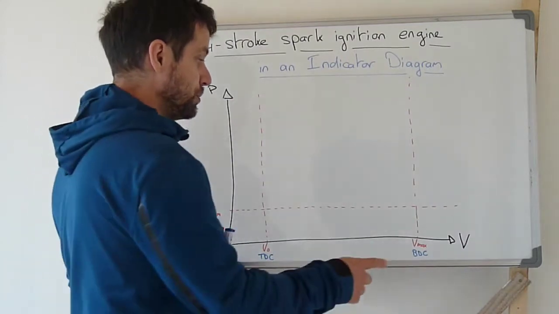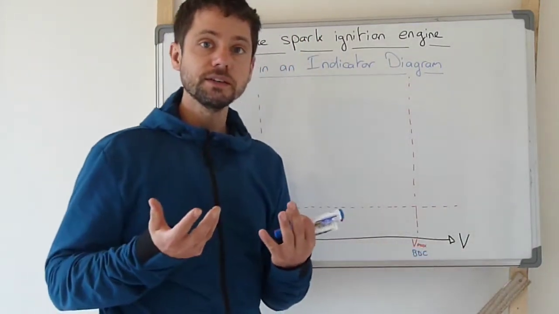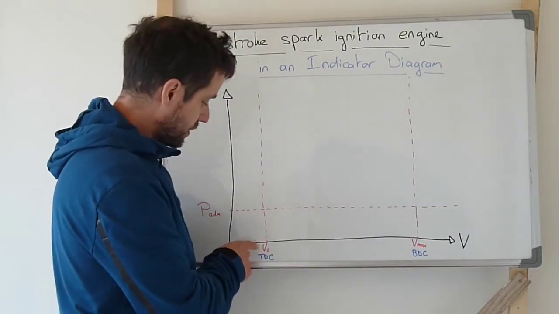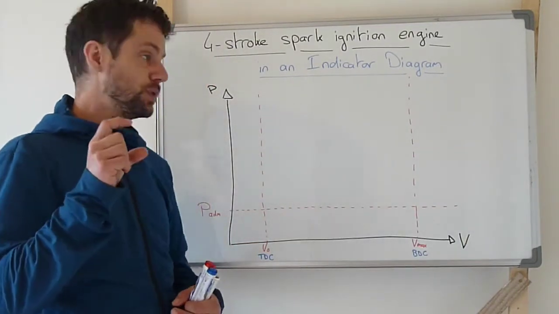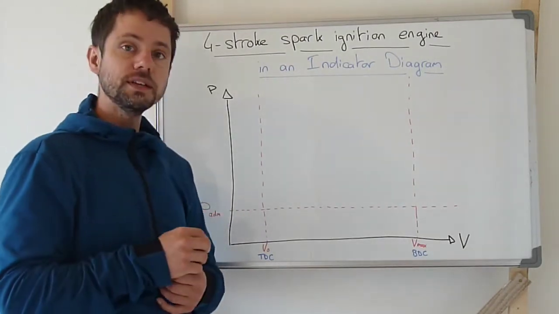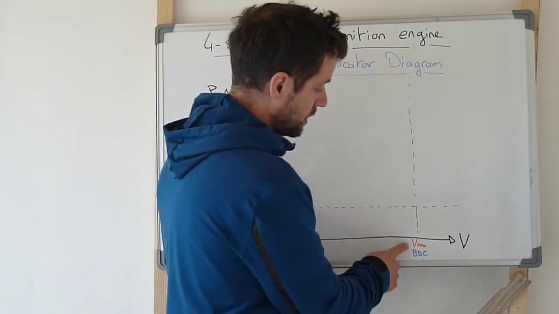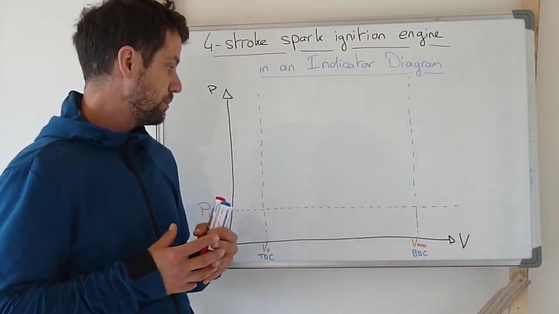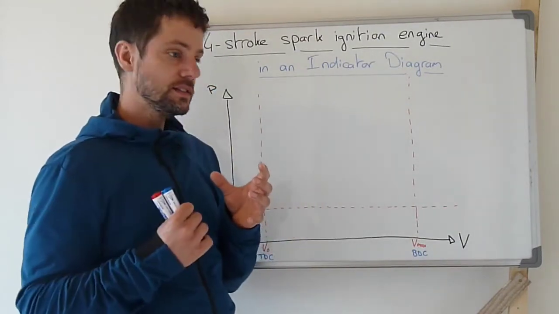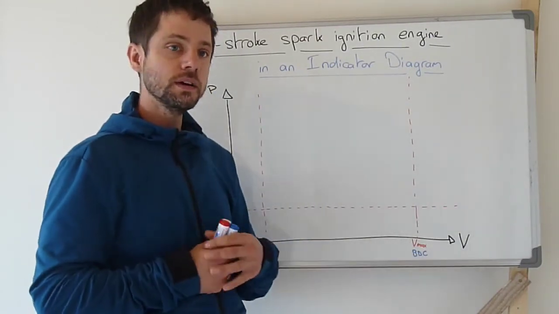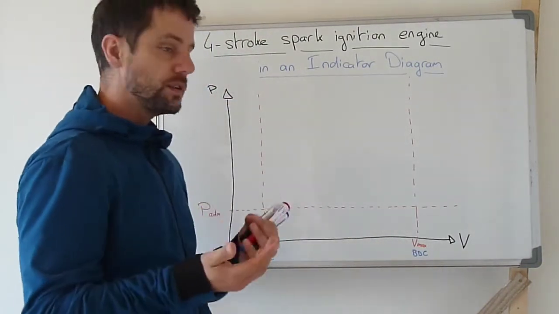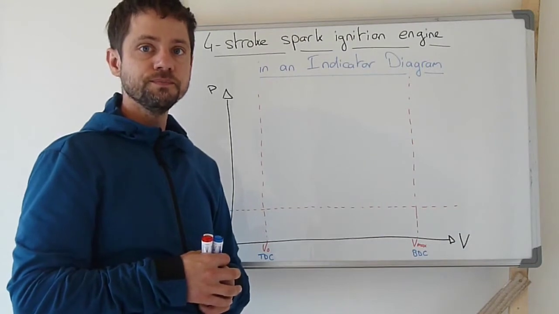In terms of volume, we already have two characteristic volumes. The dead volume, the clearance volume, is the volume inside the cylinder when the piston is at the top dead center, and we also have the maximum volume inside the cylinder when the piston is down at the bottom dead center. The difference between these two volumes corresponds to the swept volume of the piston.